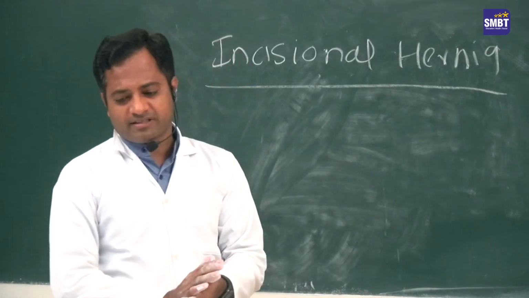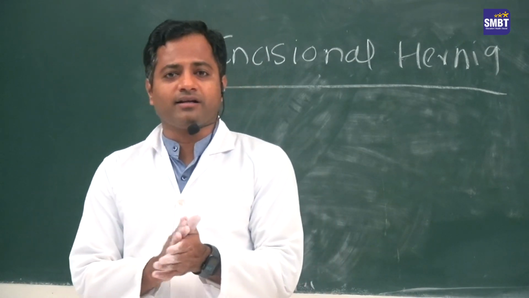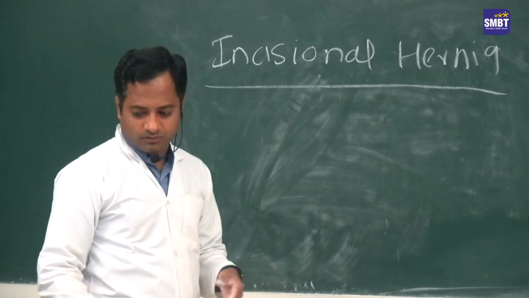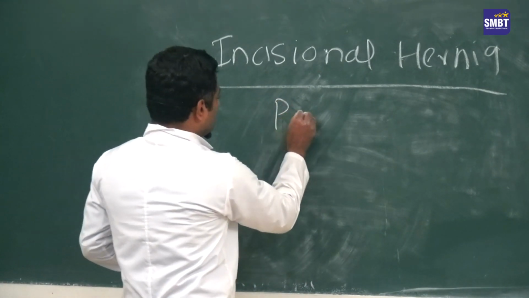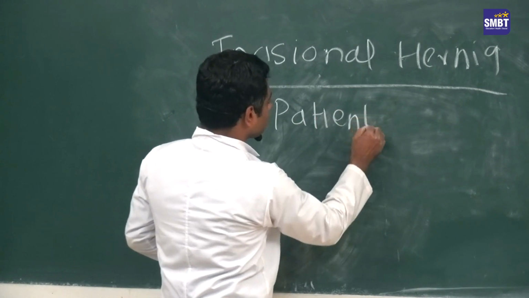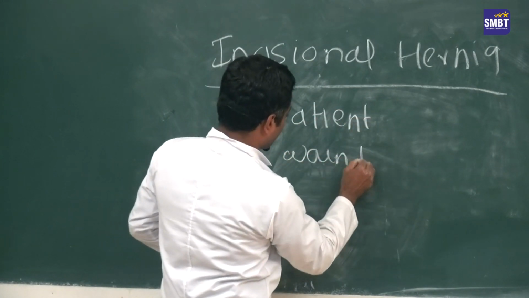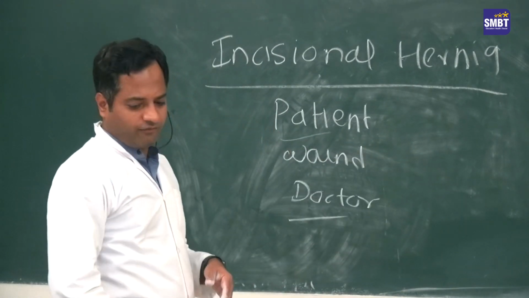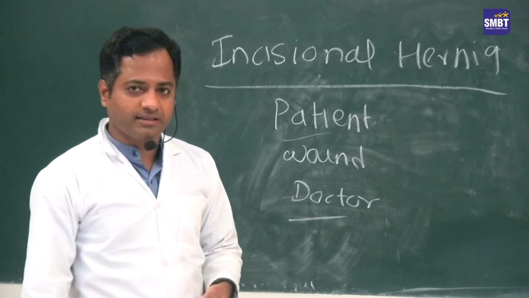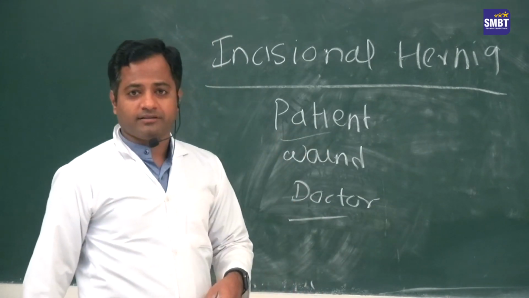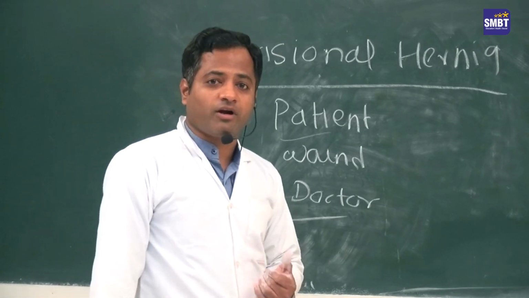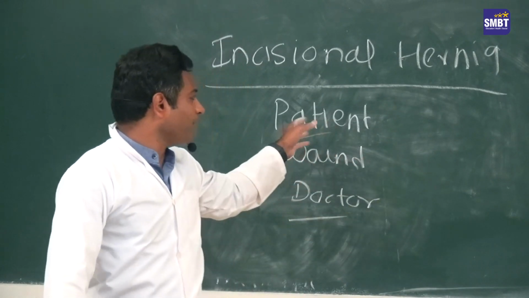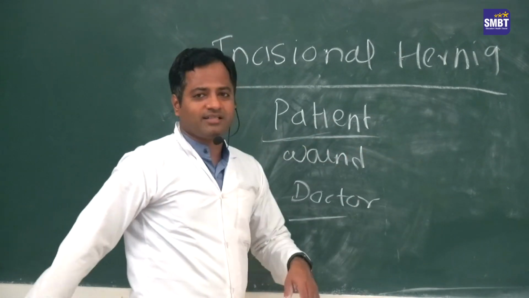So what is the etiology of incisional hernia? Again, you can divide the causes or etiology into patient factors, wound factors and doctor factors. What are patient factors? Obesity, pregnancy, malnutrition, immunocompromised state, long-term steroid therapy, chronic cough, constipation, increased straining at micturition. These are all patient factors which give rise to an incisional hernia in a previous scar.